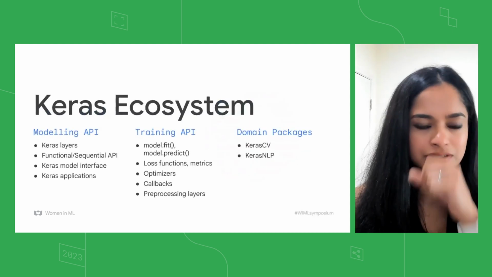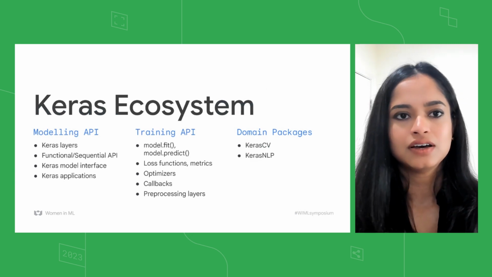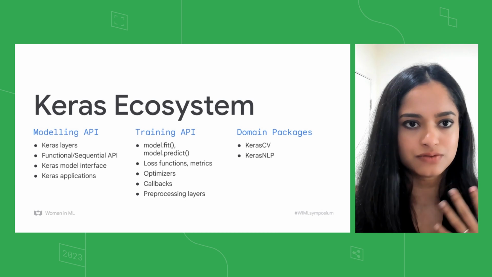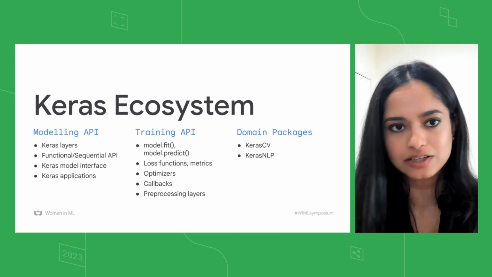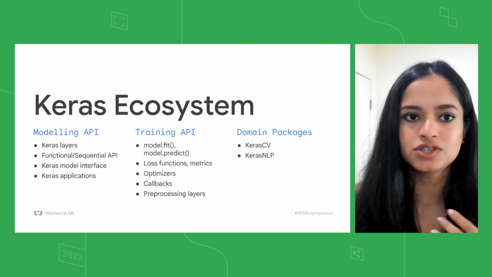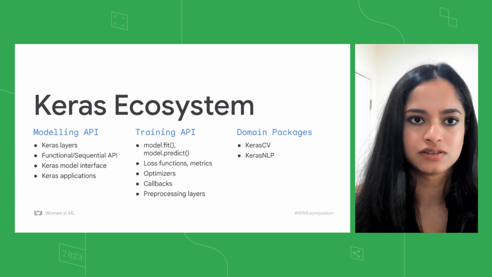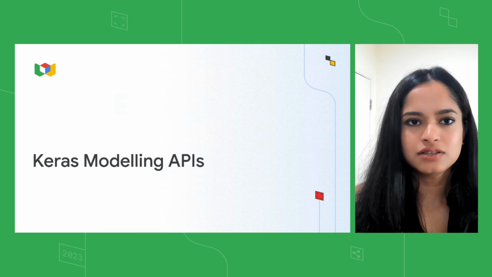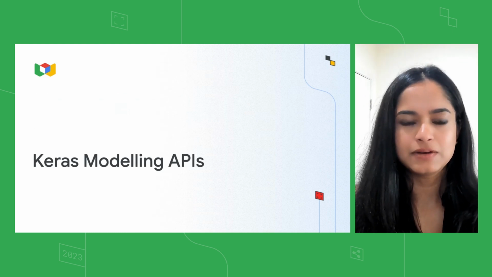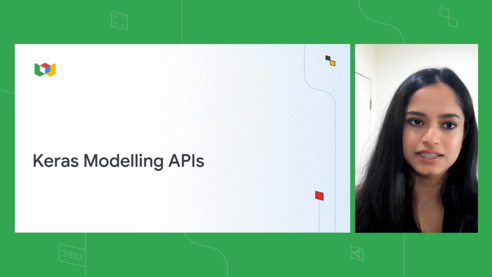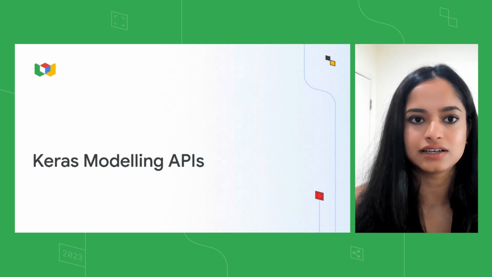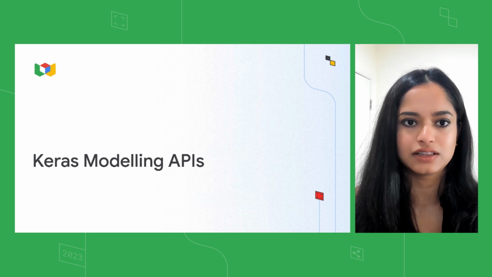So let's talk about the Keras ecosystem. We have the modeling APIs for building your model. We have training APIs for training your model, and we have domain packages designed for computer vision and natural language workflows. The goal of the Keras Modeling API is to make defining a model easier. There are two important concepts here, a Keras layer and a Keras model, and we will look at them now.